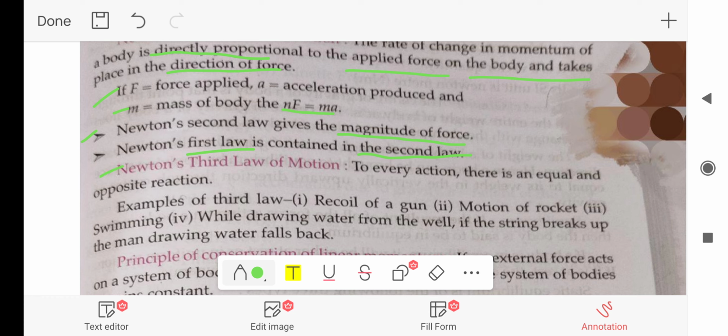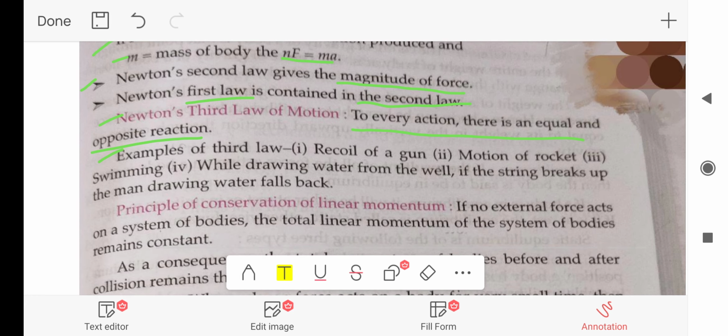Newton's third law of motion. To every action, there is an equal and opposite reaction. Examples of the third law: recoil of a gun, motion of a rocket, swimming, and drawing water from a well. If the string breaks, the man drawing water falls back.